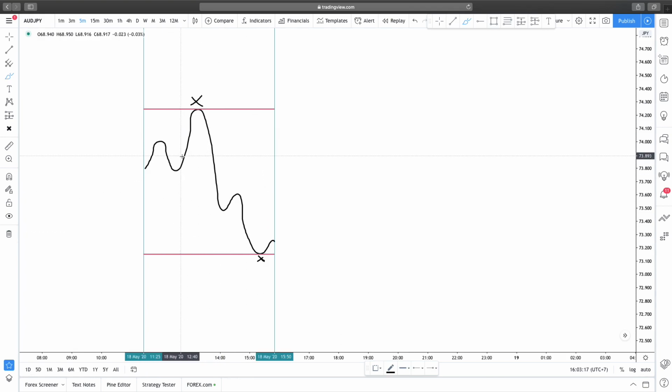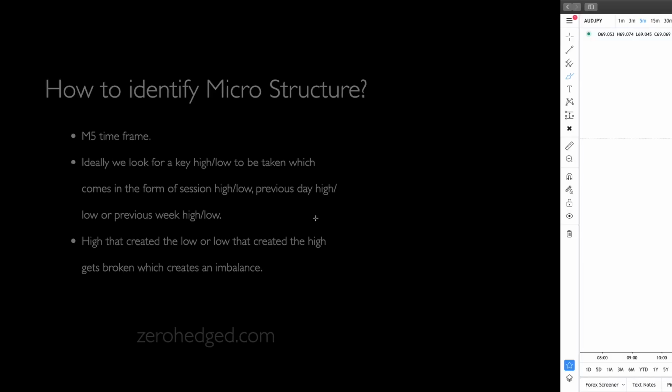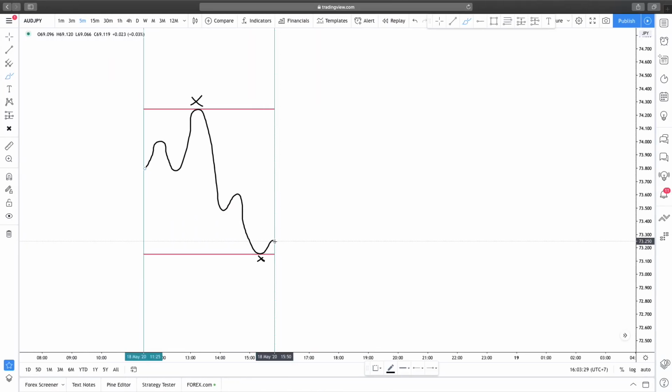Now, using our example, and going back to our rules, ideally we look for a key high or low to be taken, which comes in the form of session, previous day, previous week. We've closed the day down here. Where is the key high or low?